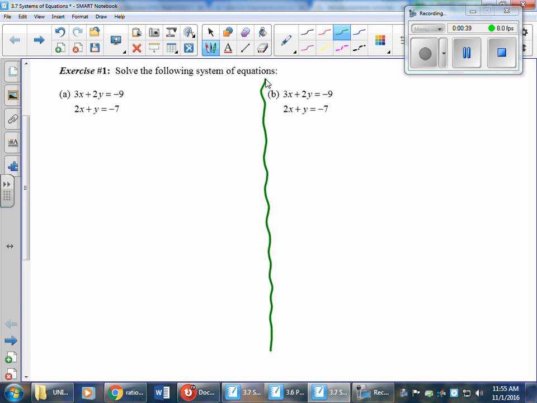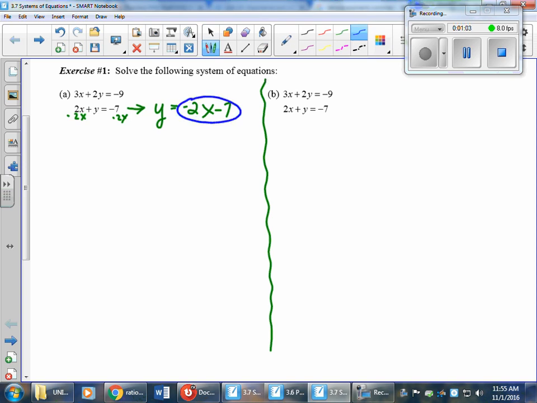Substitution is always a good method to use when you have one of them solved for a variable already. Now this one is not solved for a variable, but very easily we can subtract 2x from both sides and rewrite this one as y equals negative 2x minus 7. And then use substitution.